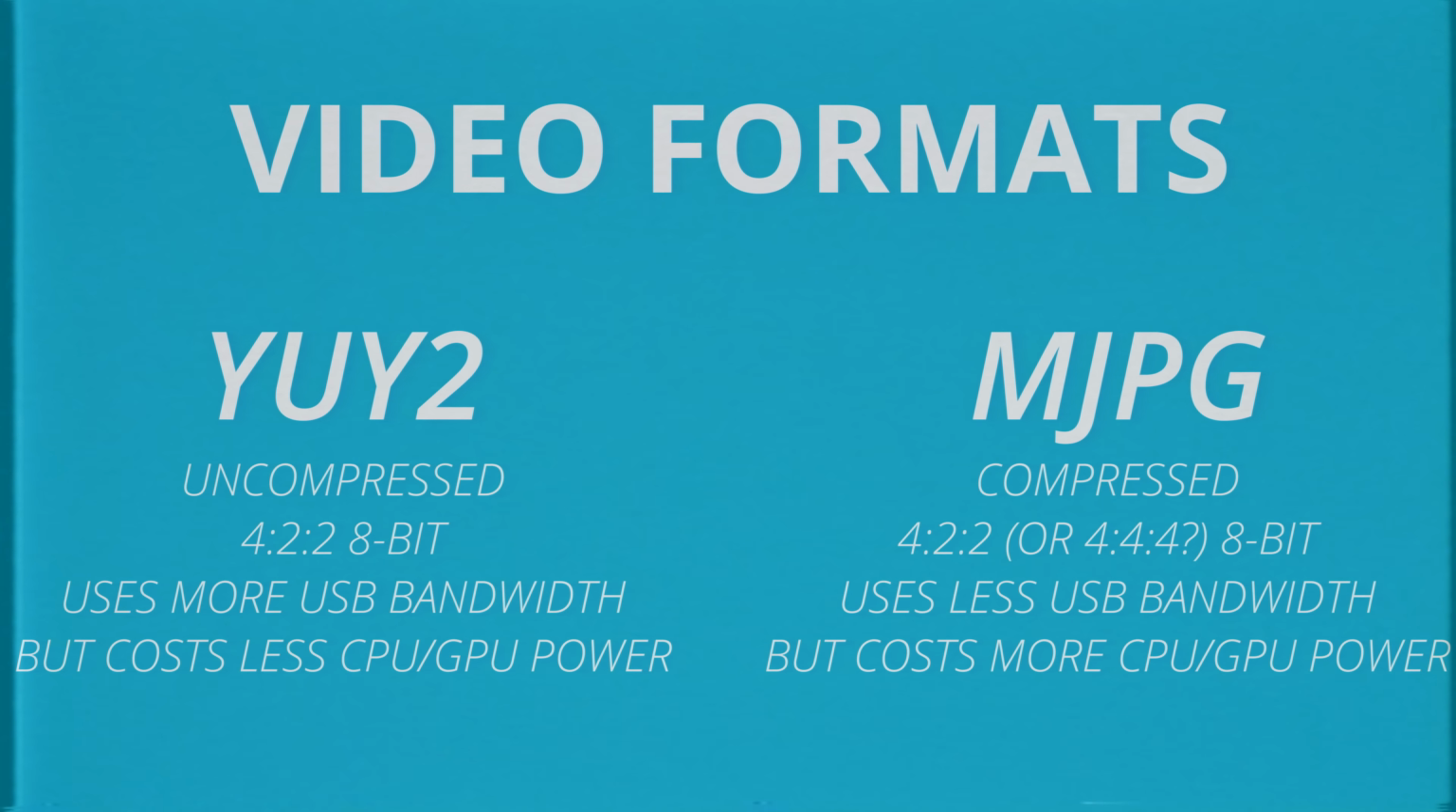YUY2 is an uncompressed feed, which means it uses a lot more bandwidth over USB or PCIe, but it means it's lower latency and that your processor has to do less work because it doesn't have to do the decompression stage. It only has to take that raw feed and then compress it in your final encode in OBS.